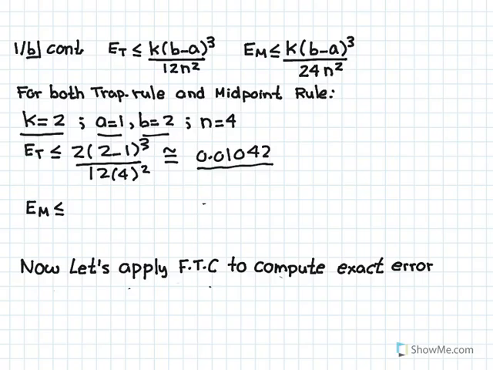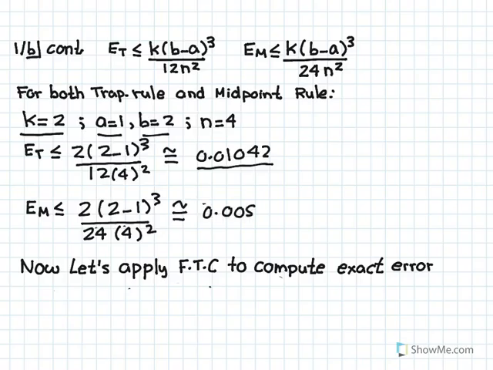Now let's do the same for the midpoint rule. Error midpoint is less than or equal to k, which is 2, times b minus a, 2 minus 1 cubed, divided by 12 times, no, sorry, it's 24. For the midpoint rule, we divide by 24 times 4 squared. And this comes out to 0.00521. Notice how the upper bound for the midpoint rule is half the upper bound for the trapezoidal rule.